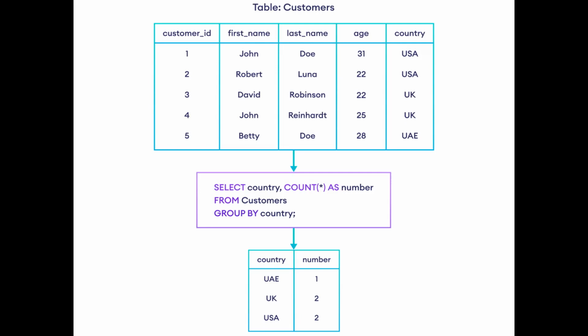We have one customer from UAE. Then UK, we have two customers. Then we have also two from USA. Is it clear up to that level? To talk about these functions, we shall handle it next week. Is there any question up to this level? It's clear.